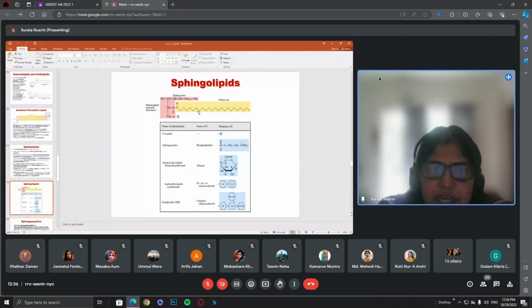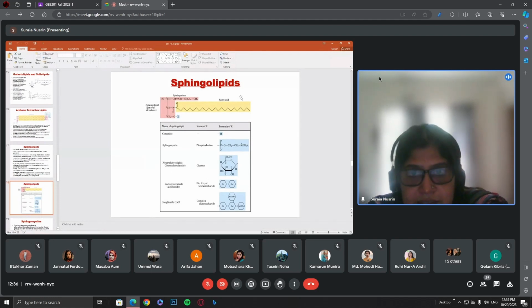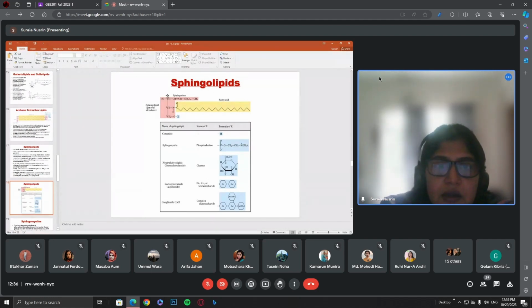So these two chains, they belong to the non-polar tails of the sphingolipid. Is it clear? Non-polar tail kotha theke ashlo? One is the fatty acid, another one is the remaining chain of the amine alcohol sphingosine.